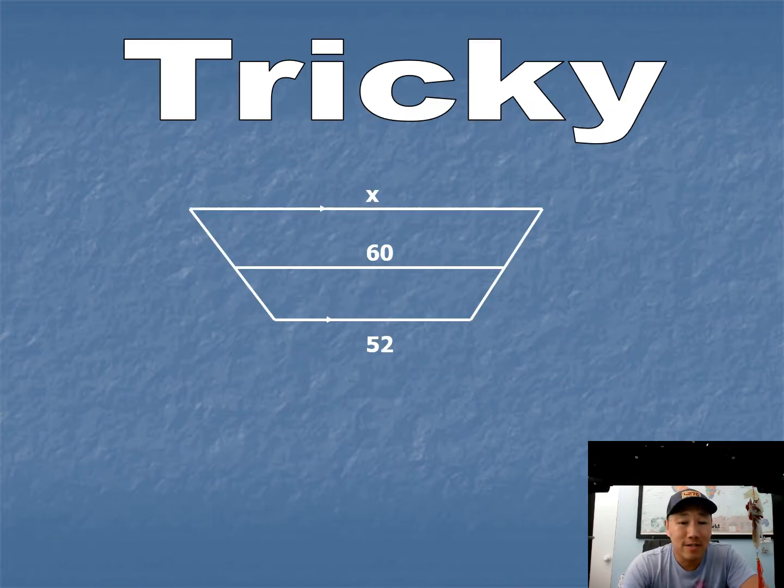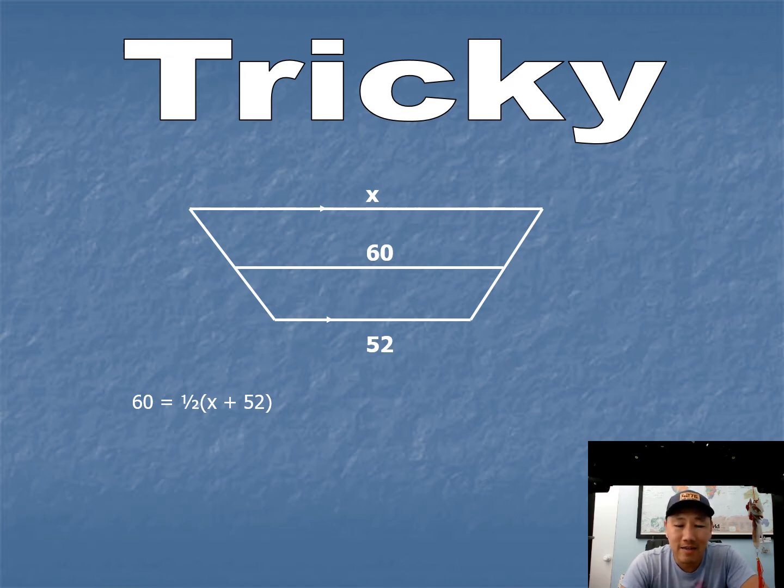All right, this one says tricky, only because they give you the mid-segment and you have to find one of the bases, namely the top base for this one. So you still fill in all the information you know. 60, that's the middle one, is equal to 1/2 x plus 52.